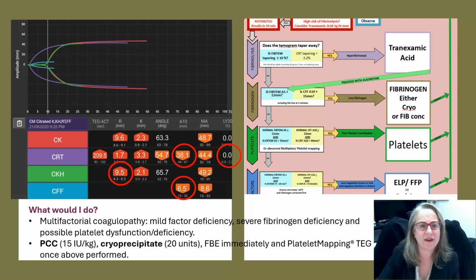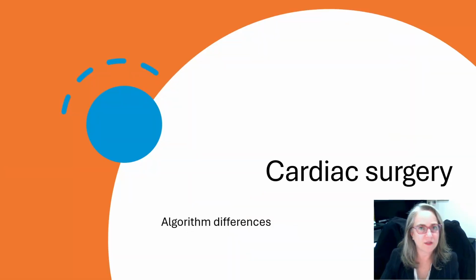In this case, the CRT at 10 minutes is 38, it's less than 44, and we haven't yet normalized the CFF. So once we give the dose of fibrinogen that's indicated, then we would check this again, and we will give platelets if indicated, if it remained less than 44. The CKH is prolonged, but it may well be improved by treating those other things. And so suggestion here, if you wanted to fix all of those things at the same time, you would give PCC cryo. However, normally we would treat it in steps, trying to avoid overloading the patient.